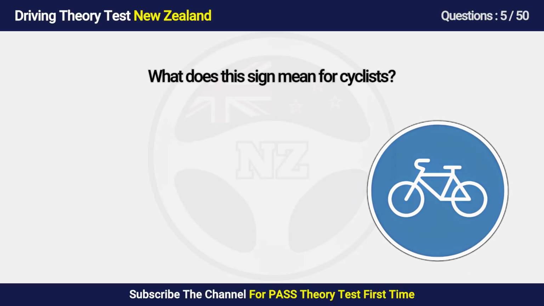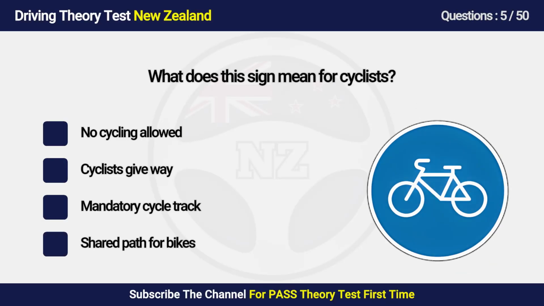Question 5. What does this sign mean for cyclists? A. No cycling allowed. B. Cyclists give way. C. Mandatory cycle track. D. Shared path for bikes.